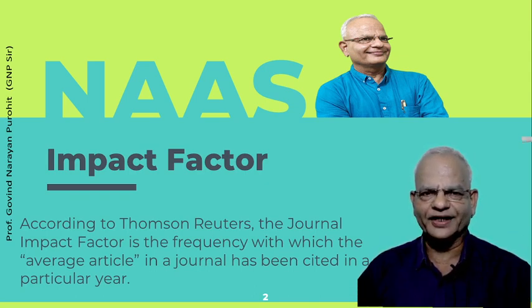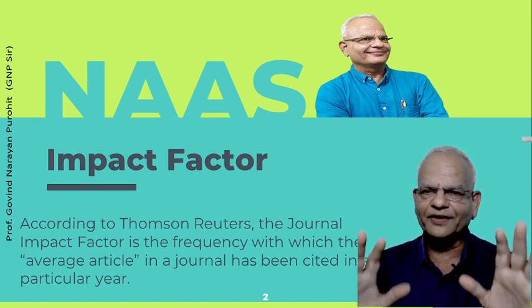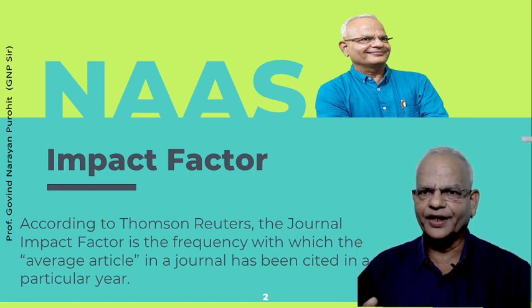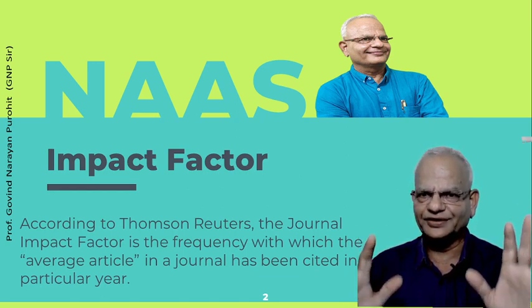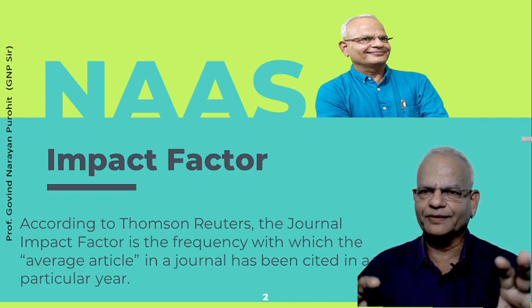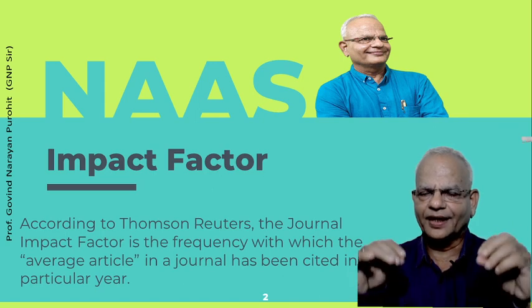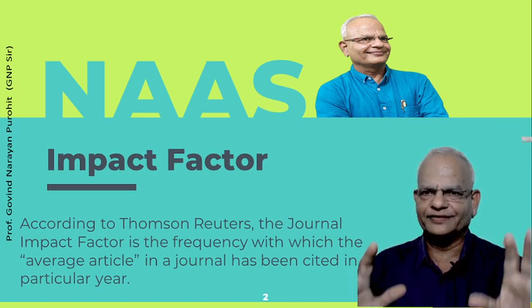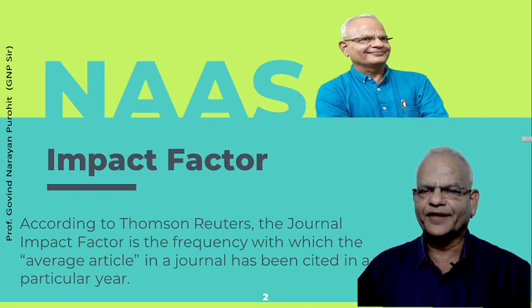So what is NAAS rating? NAAS rating is a rating given by the National Academy of Agricultural Sciences of India to all the published journals. Now this is given on the basis of many criteria, and the committee decides what would be the rating for this journal. This rating is published at the start of every year, January of every year, and you can find any journal which is listed in this list and find the rating for that journal.